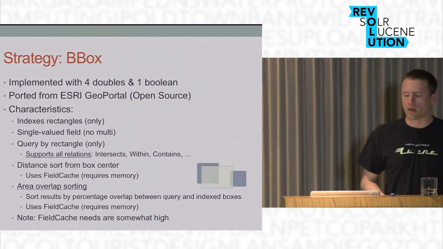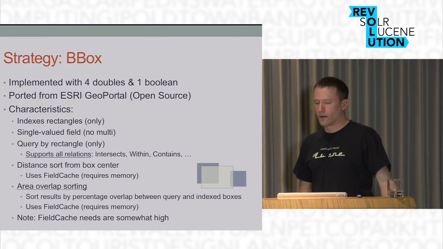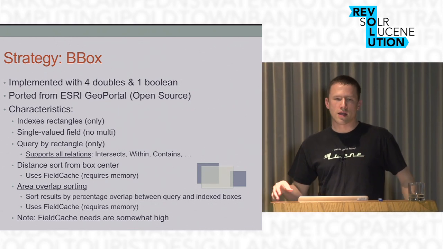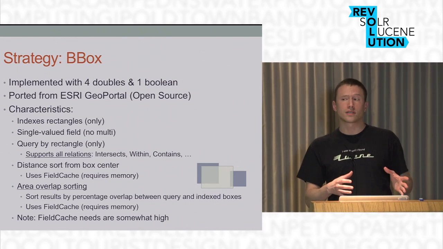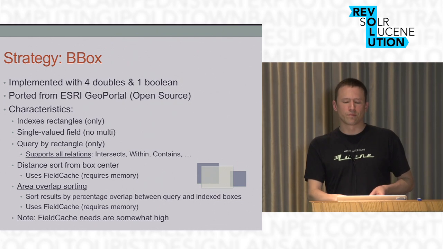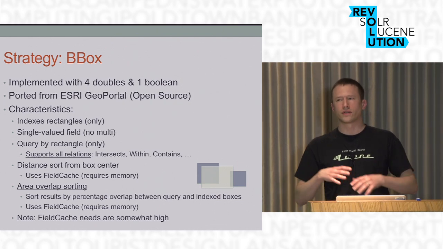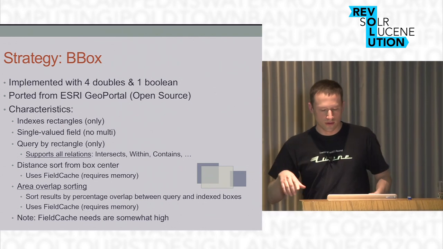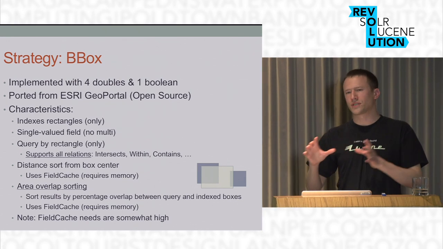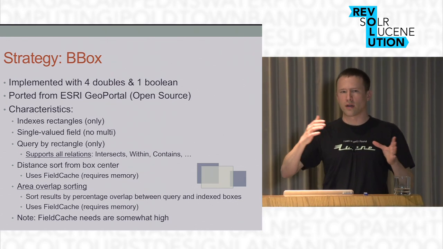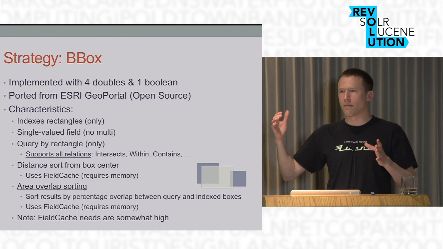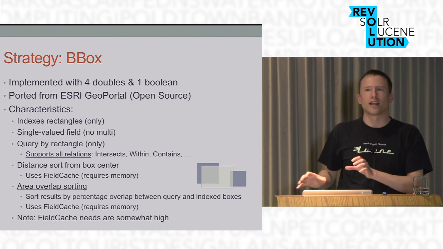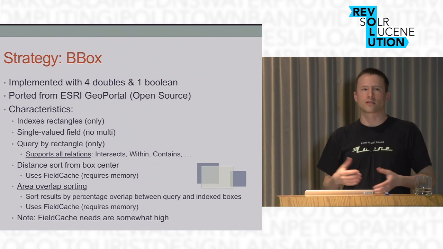Then there's the bounding box strategy. This one's kind of cool. Ryan McKinley ported this from Esri's GeoPortal, and the idea is that you're indexing bounding boxes. But the cool thing about this strategy is that it has some nice relevancy ranking. Imagine a little diagram on the side where you have different overlap percentages between your query shape and what you're indexing. If you have a perfect match, then maybe that's up high in your relevancy, but if you have a shape that you barely overlap, then maybe that's low. So you can do some interesting stuff with this.